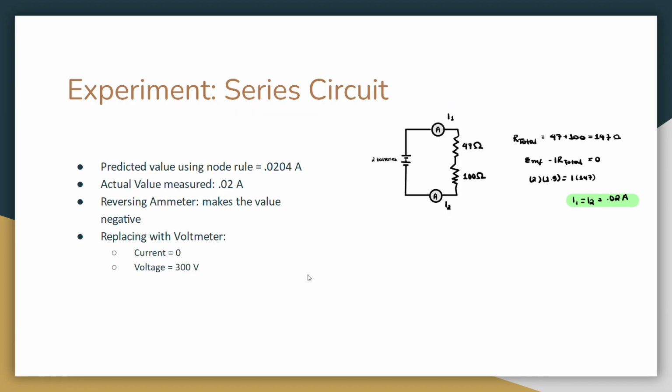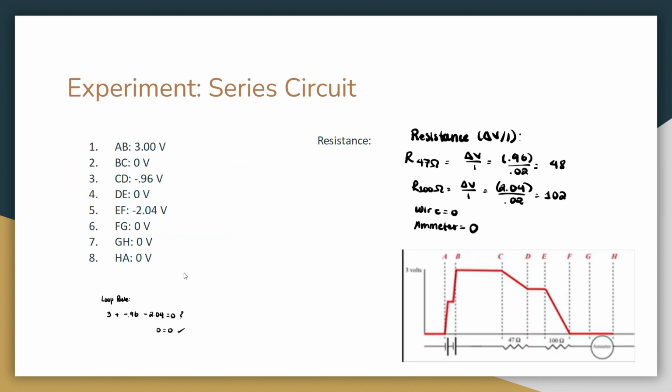So for the series circuit, we found that with calculations, the intended value of the current was 0.02 amps, and then the actual value measured was 0.02 amps. And then reversing the ammeter makes the value negative, and then replacing an ammeter with a voltmeter results in the current being 0 and the voltage being 300 volts.